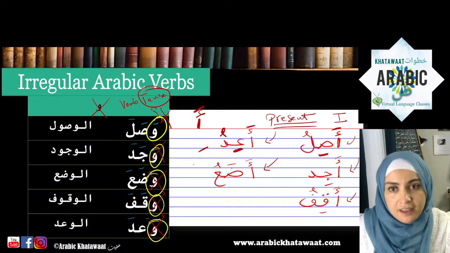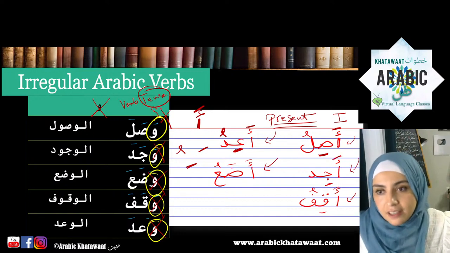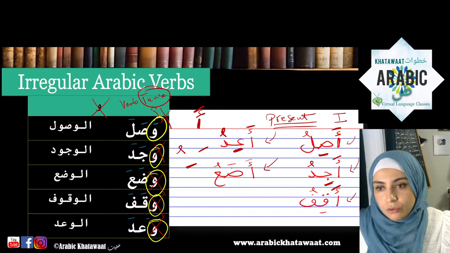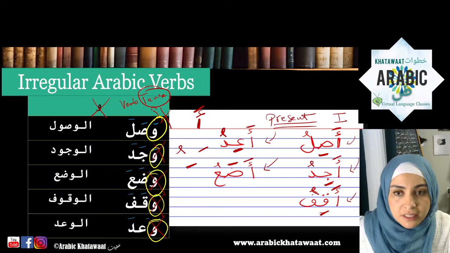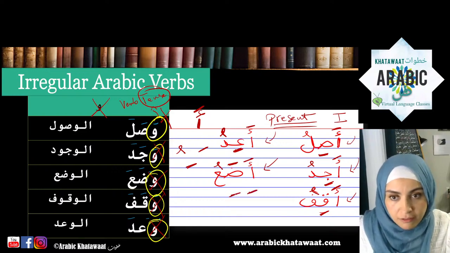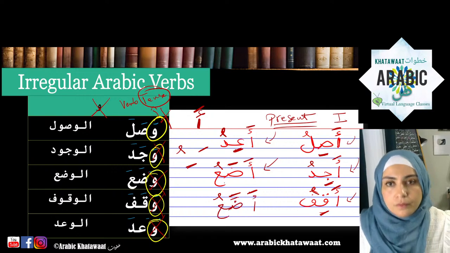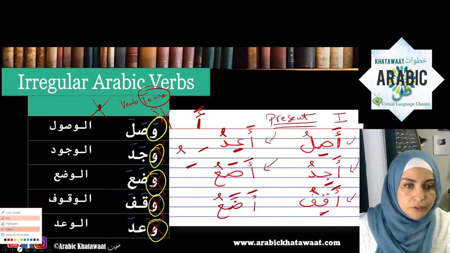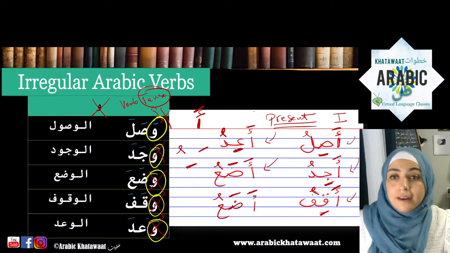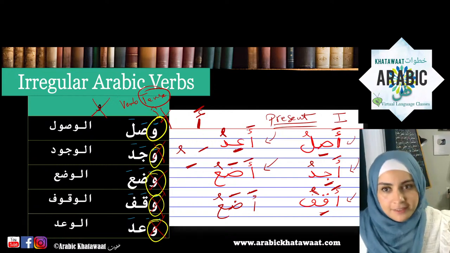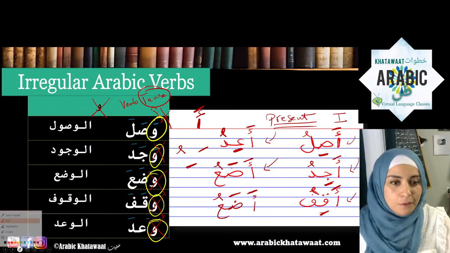I have fatha, kasra, dhamma. Ajidu. Fatha, kasra, dhamma. Aqifu. Fatha, kasra, dhamma. Ada'u is different. Then you have to make sure that you state this difference. Ada'u. I put. And that's the only one that would break that pattern.